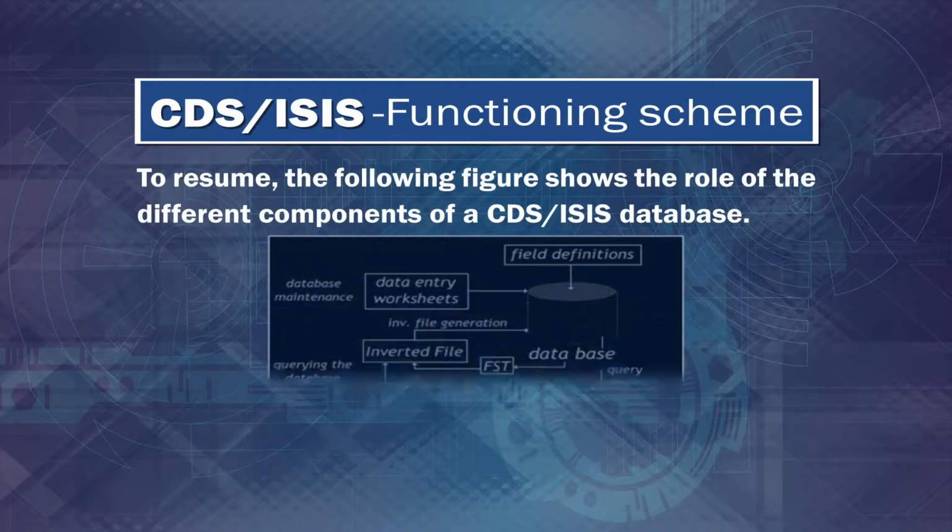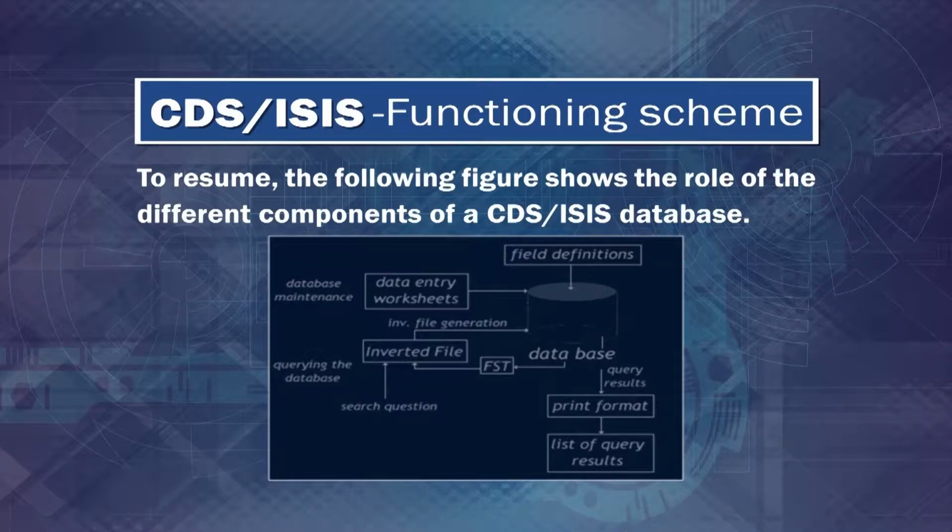Before entering into those details, let us have a look at the relationship between the different components of WinISIS. On the screen you can see that the field selection table or field definition table is related to the data entry worksheet. The data entry worksheet is basically related to the inverted file, and the inverted file is actually based on the FST, and the database has print format options and different kinds of query and search interfaces. So, in each of these components you can have any number of utility software to tackle and to tinker. Let us explore them one by one.